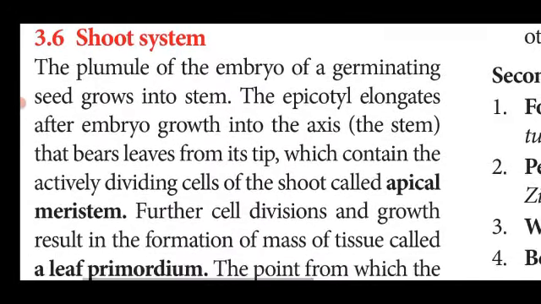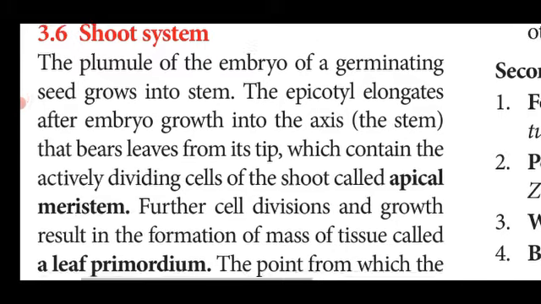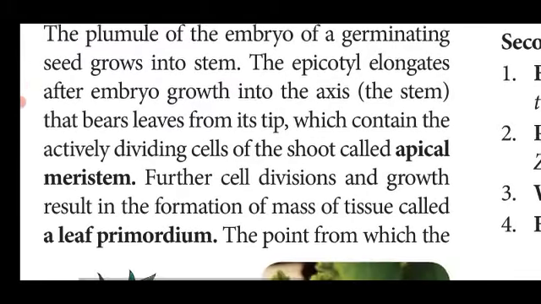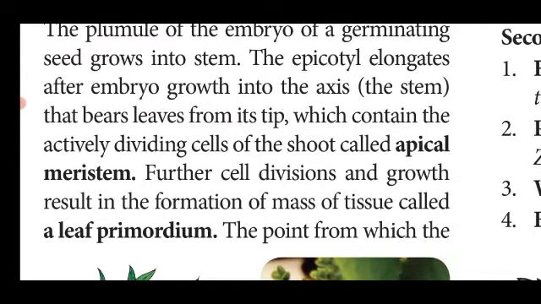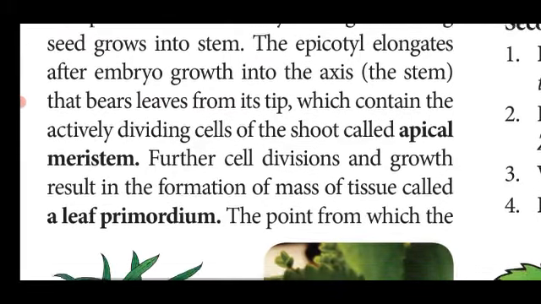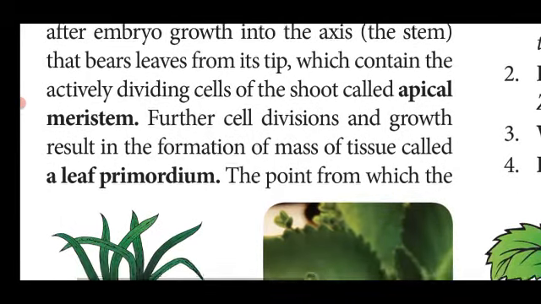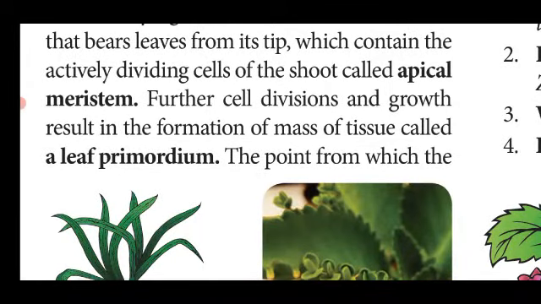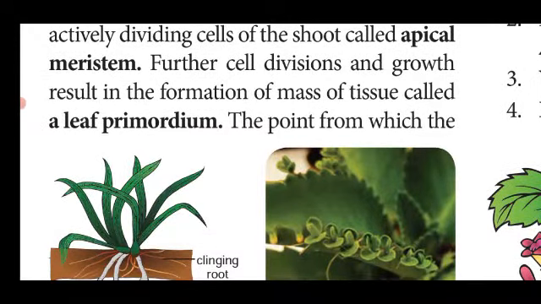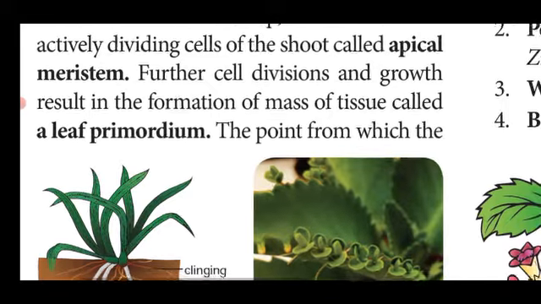The next system is the shoot system. Just as the radicle of the embryo develops a root system, the plumule of the embryo develops a shoot system. The plumule of the embryo of a germinating seed grows into the stem. The epicotyl elongates after embryo growth into the axis that bears leaves from the tip, which contains the actively dividing cells of the shoot called the apical meristem. Further, the cells divide and grow, resulting in the formation of a mass of tissue called a leaf primordium.